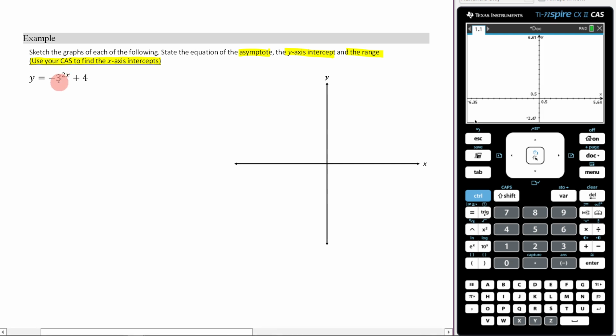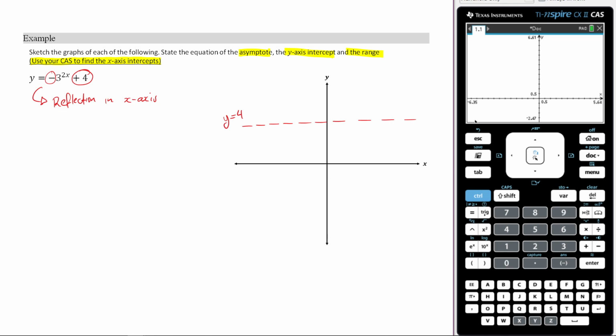So our first one here is y is equal to negative 3 to the 2x, plus 4. The first thing that would probably strike my attention is the fact that we're going up by 4, which means we have a vertical translation of 4 up. So it's going to look here like this, y is equal to 4. The next thing that will catch my attention is this negative, and this negative is telling me that we have a reflection in the x-axis.